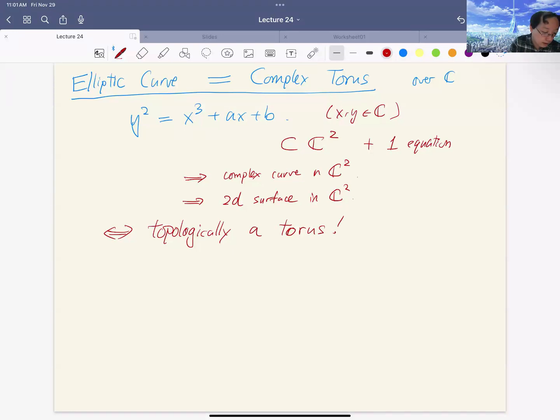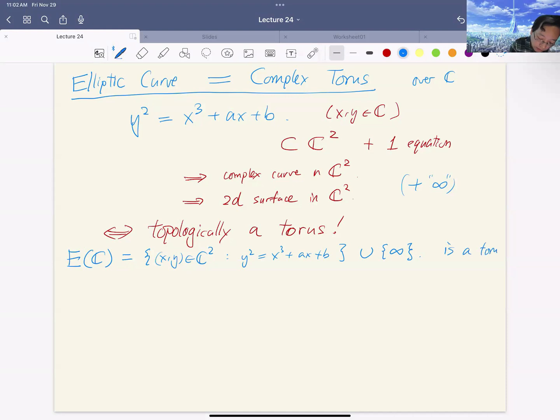So, remember we still have to add this infinity point. So I should also add the infinity point to close it, like a compactification. Yeah, so I should write here: the elliptic curve over the complex numbers, by definition, is all the points in C2 such that y squared equals x cubed plus ax plus b, together with a single infinity point, and this is a torus. So that's the more precise statement.